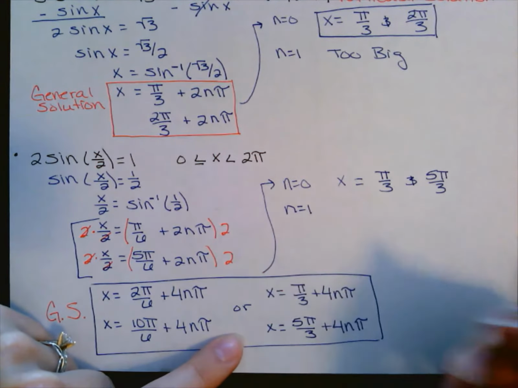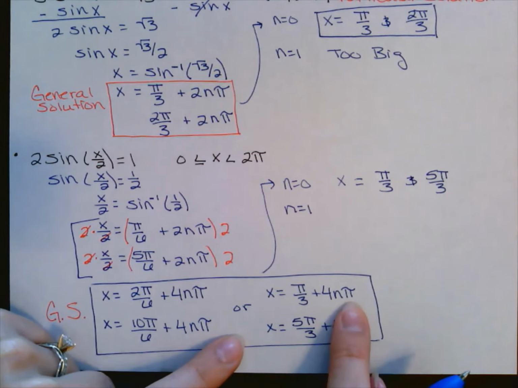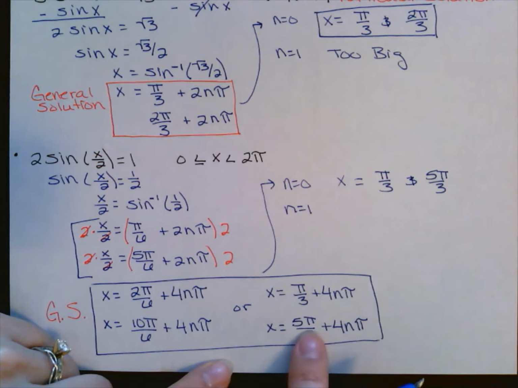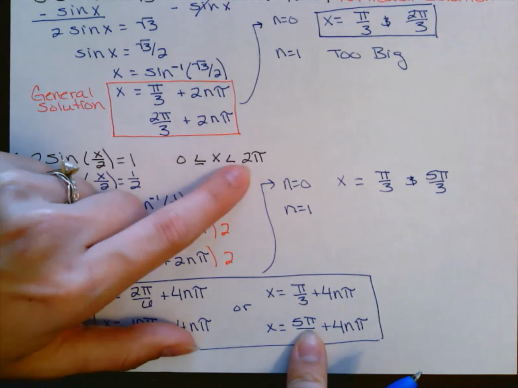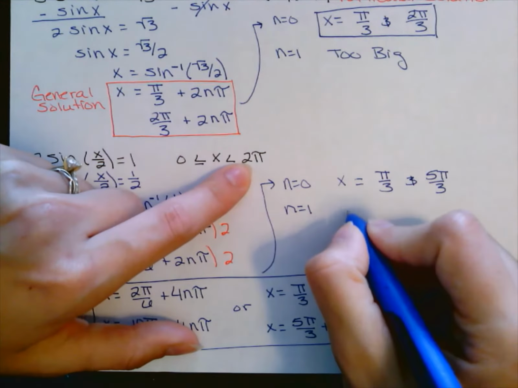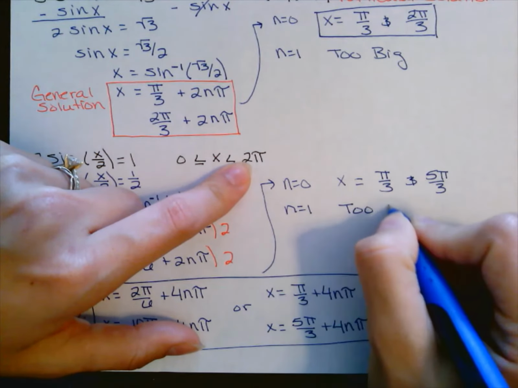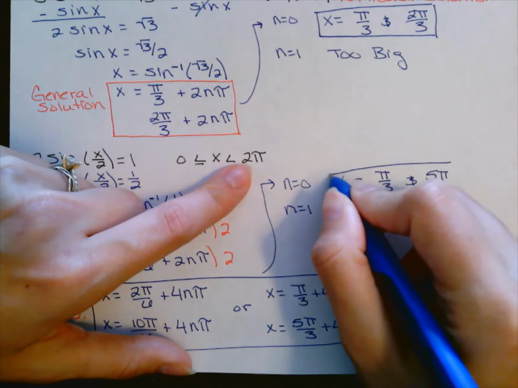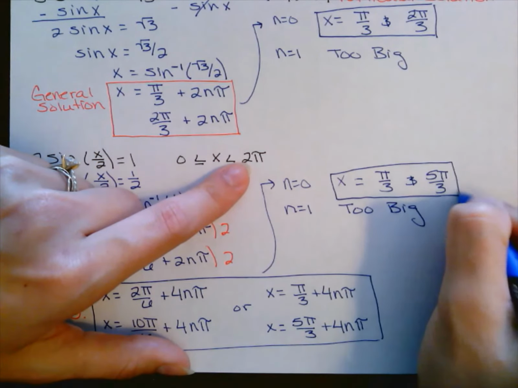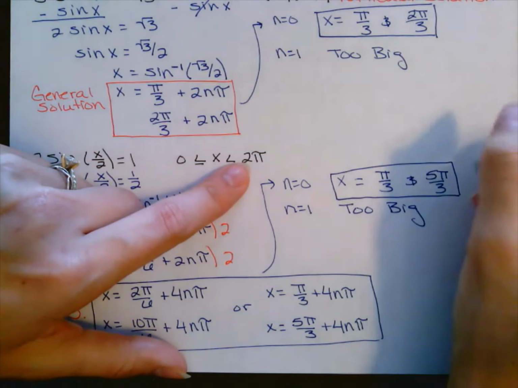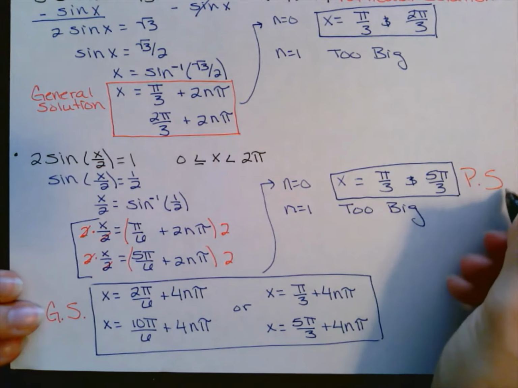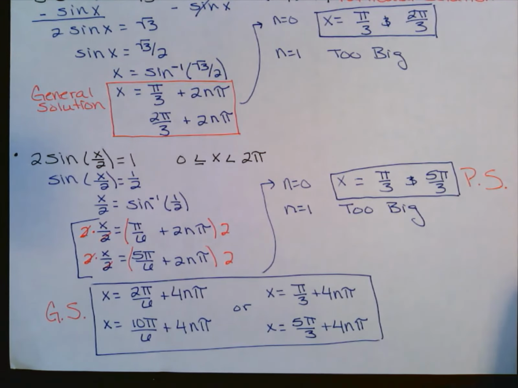When n is 1, 1 times 4 pi is 4 pi. If I add 4 pi to any positive value, I am definitely going to surpass 2 pi, so that becomes too big. All right, so in this case, we still didn't need 1. And we only have 2 values in our particular solution. All right, let's let them start getting a little more difficult.